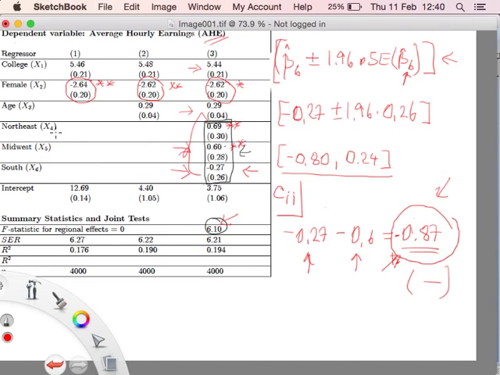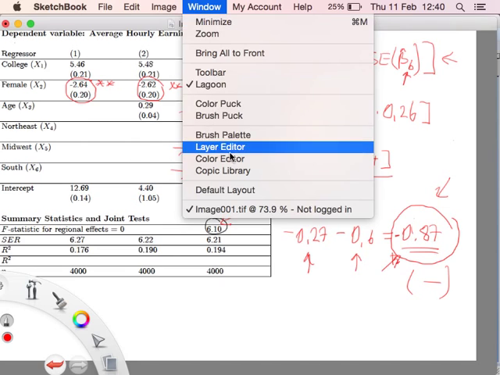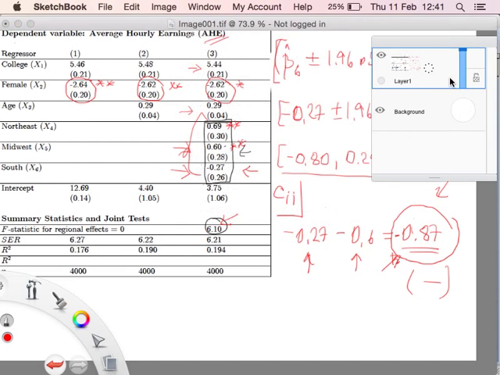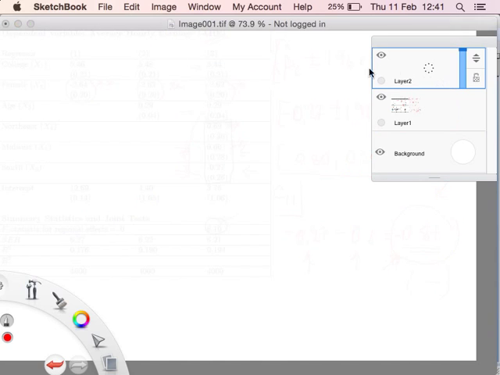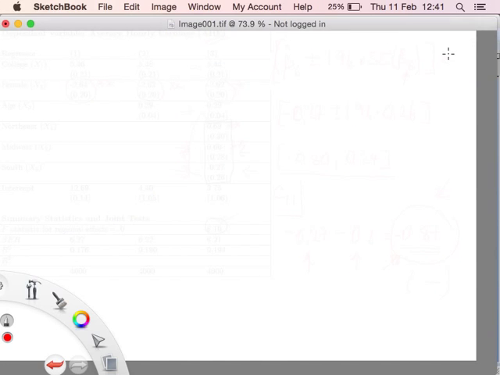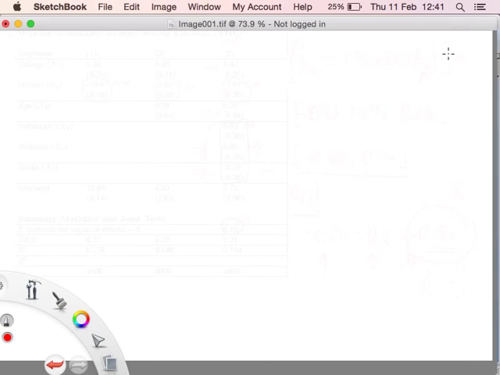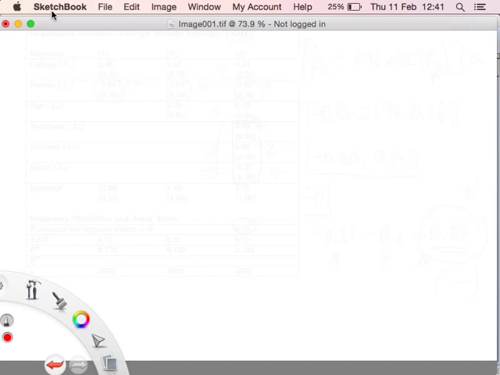Okay, let's start the next one. This is class 4 now. So open your class 4, download it if you don't have it.